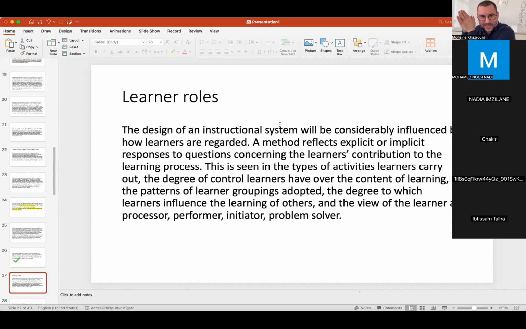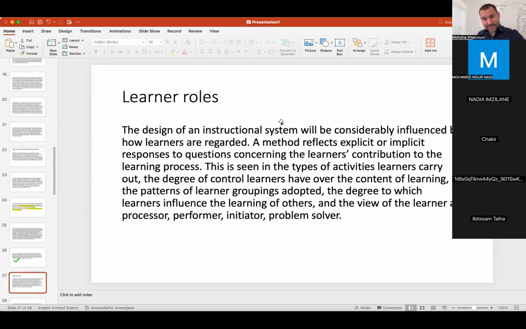In your opinion, what is the role of a learner? It can differ from one method to another. Some methods will give more responsibility to the learners. They can be responsible for their own learning. In some methods, students are passive. They are passive learners. They just receive and absorb information passively.